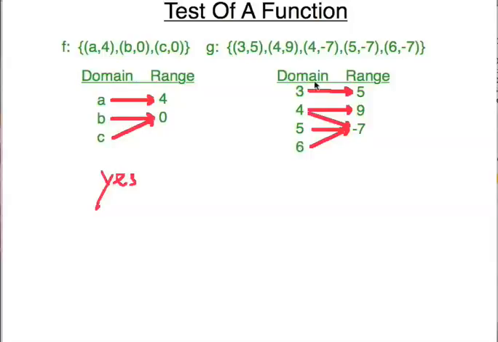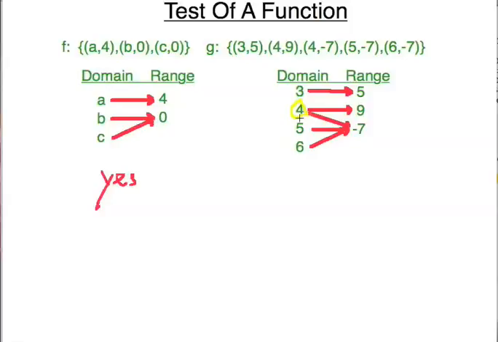Okay, let's take a look at this g function now. I've relisted these points down here. Hopefully you've noticed that by now. Now, here we have a problem. The value 4 is being paired up with more than one value from the range. That's the only reason that this is not a function.